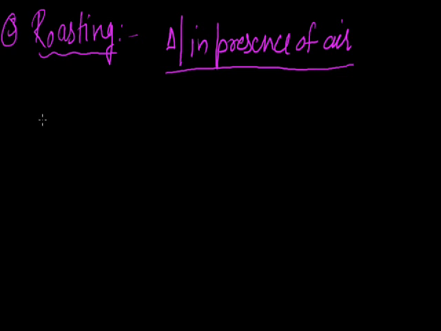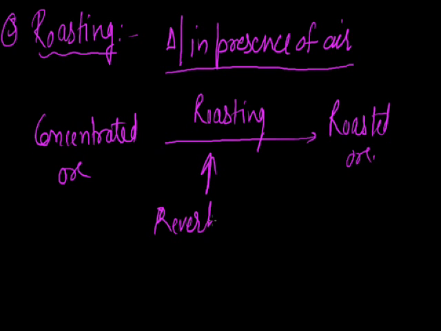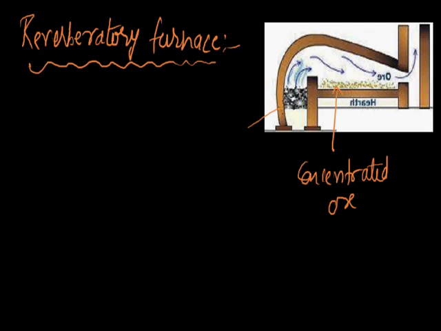In roasting we use concentrated ore, and we do roasting here, and after roasting we get roasted ore, and this is done in a reverberatory furnace. We can observe the photograph of the reverberatory furnace here. In this furnace we introduce concentrated ore here. This is the concentrated ore, and this is some combustible substance.